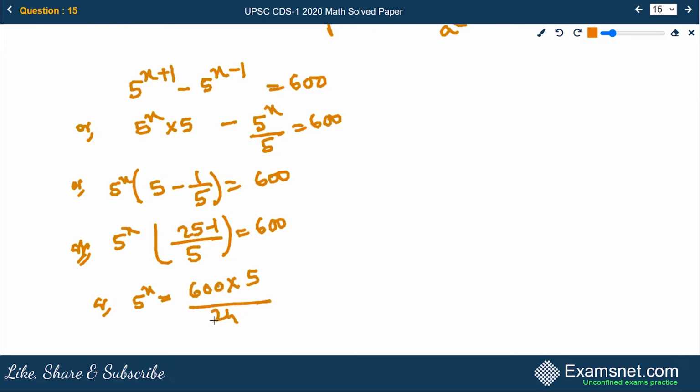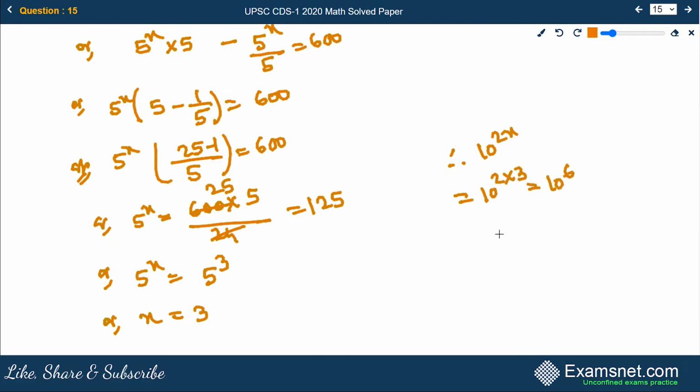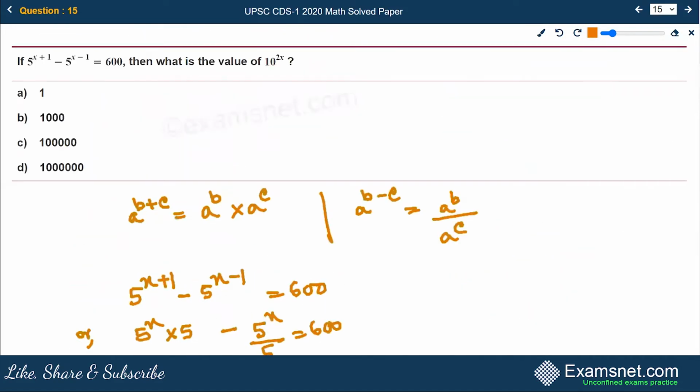So it would result in 125. Now 5 to the power x equals 125, which can be written as 5 to the power 3. When bases are the same, we can equate the powers also. So x equals 3. Therefore, 10 to the power 2x, that is 10 to the power 2 multiplied by 3, is 10 to the power 6. So it will be 1 followed by 6 zeros. Yes, there are 6 zeros. Let me check the correct option over here. Option D is the correct answer here.